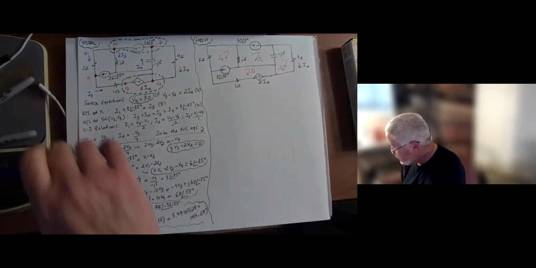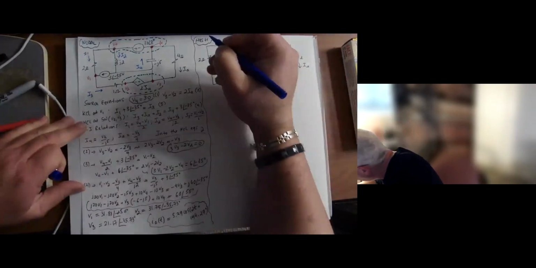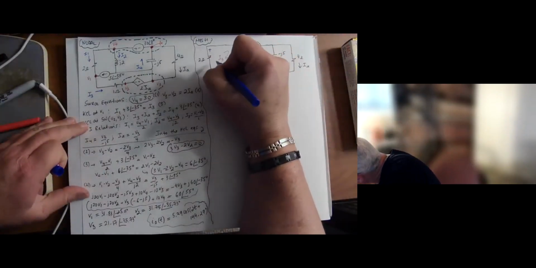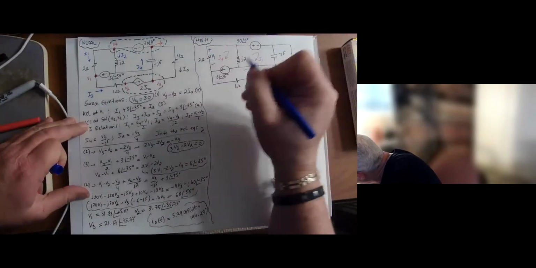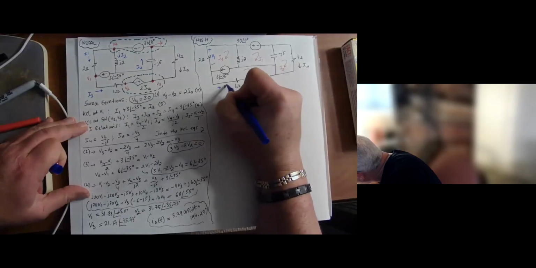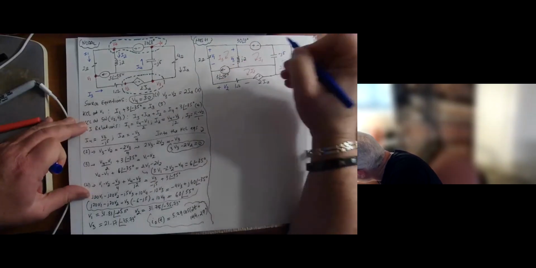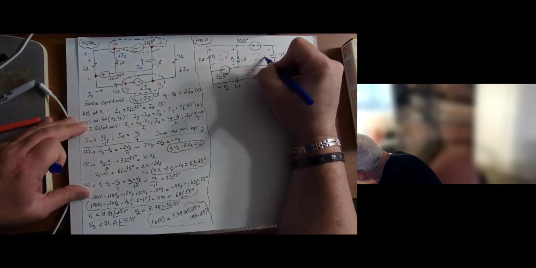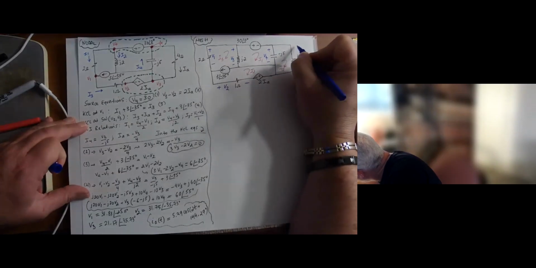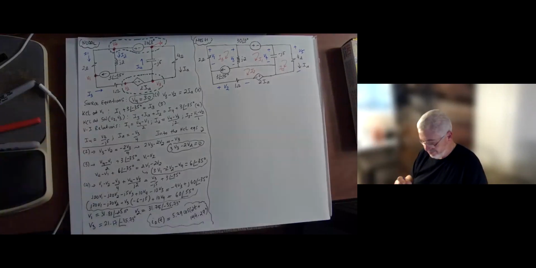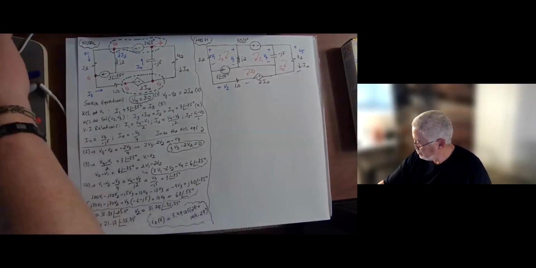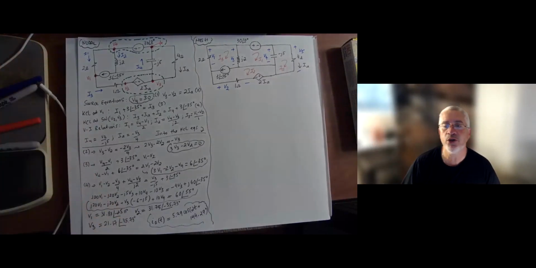Okay, so those are my mesh currents here. The next thing I do, I'm going to put voltages on my passive elements. V1, V2, V3, V4, V5. Okay. So this is how we prepare the circuit for a mesh analysis solution, essentially.